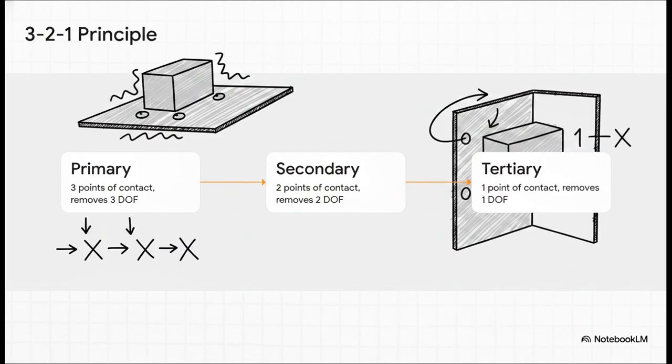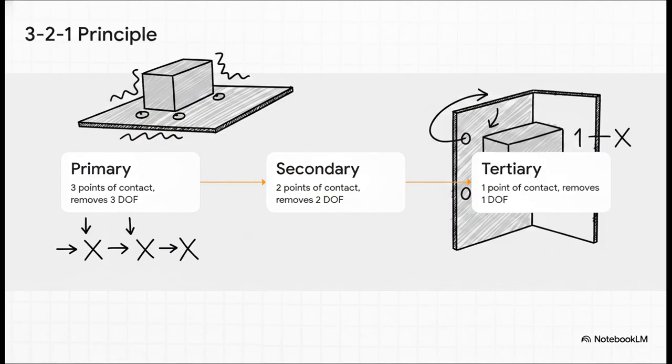This is literally the core of any GD&T setup. You start with your primary datum, which is usually your largest, most stable mating surface. It requires a minimum of 3 points of contact to establish a plane. Doing this immediately removes 3 degrees of freedom, specifically 1 translation and 2 rotations.